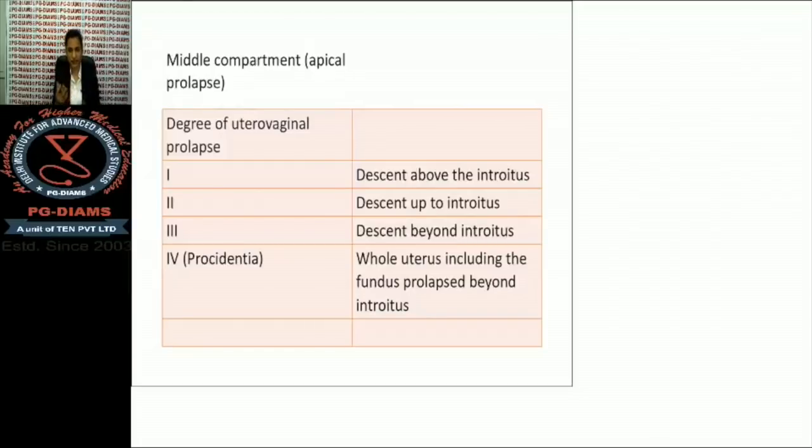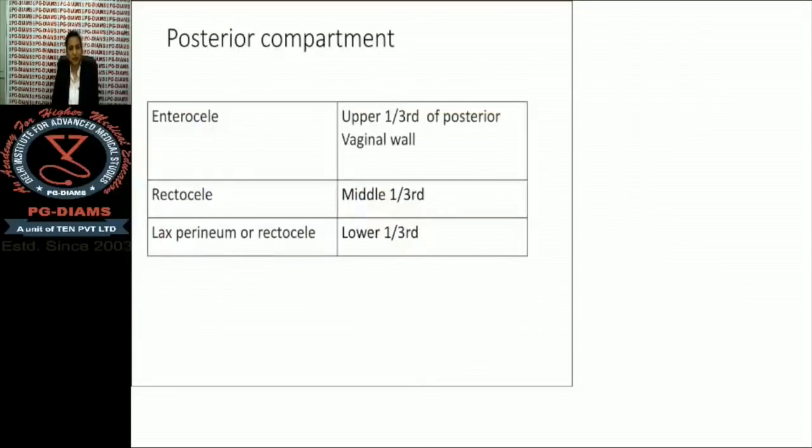And fourth is when the entire uterus has come down outside the vagina, outside the introitus, the entire uterus with the fundus, so that you feel the fundus outside the introitus. You can feel the fundus of the uterus in the prolapsed organ. That is procidentia. Coming to posterior compartment prolapses can be classified variously. One way is to classify the upper 1/3 as enterocele and the lower parts will be called rectocele. If it is very low, just the perineum has prolapsed, it is called lax perineum.